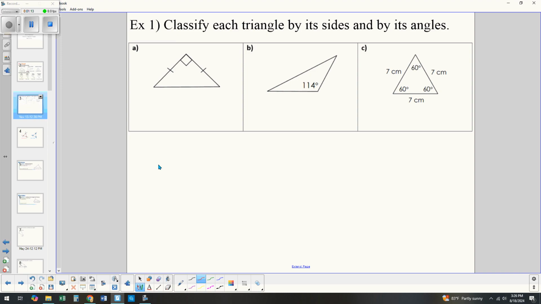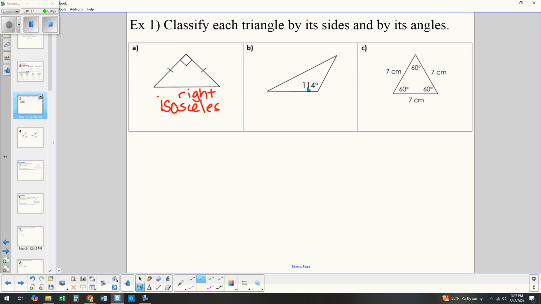So we're just going to classify each of these by its sides and its angles. So in A, we see we have two congruent sides, so that would make it isosceles. And we do see a right angle, so that would make it right. Generally speaking, we write the angle before the sides. It just sounds right. Isosceles right sounds different than right isosceles. It doesn't matter how you describe it, but typically I write the angle first.